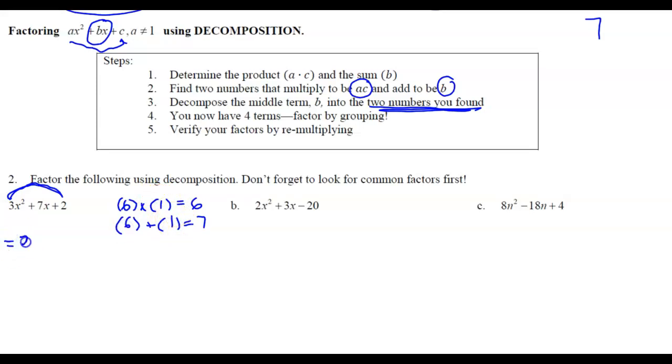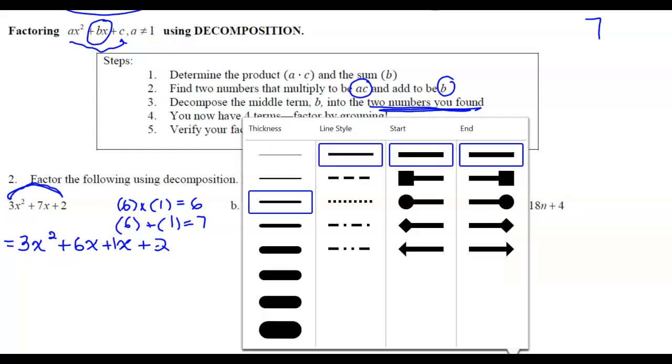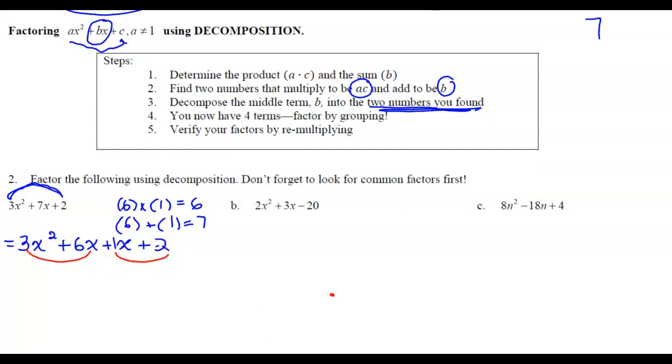But then for decomposition, we copy out the first term. We decompose the second term into 2. So 6x and 1x. You can put the 1 if you want. I don't care. Okay, then we are factoring by grouping. Okay, we did that yesterday and the day before.